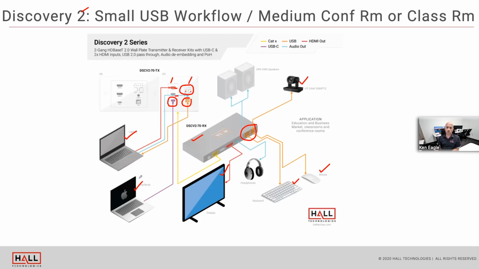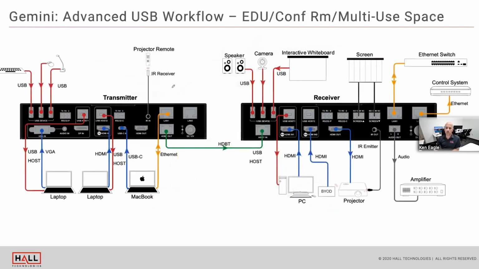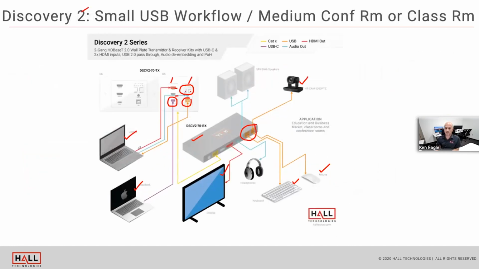Now, one important distinction with this new input panel that you want to know is that if you have a computer that does not have a USB-C port on it, but it has an HDMI port, then you will plug HDMI into either HDMI 1 or 2, and a standard USB cable into the USB hub. That's a USB type B port. And that will allow that laptop to integrate with the audio, video, and the USB workflow.